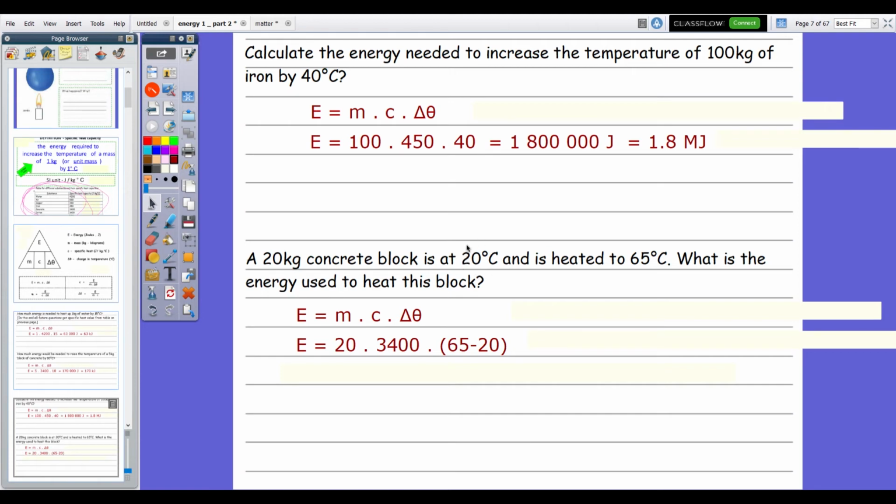And this one, the only slightly trickier bit here is it's not 65 and it's not 20. It's the temperature change. That's what delta theta means. So the temperature change is from 65 minus 20, which is 45. Nice and slow. Laid out there. 20 times 3,400 times 45, which gives us approximately 3 megajoules. 3.06 megajoules.